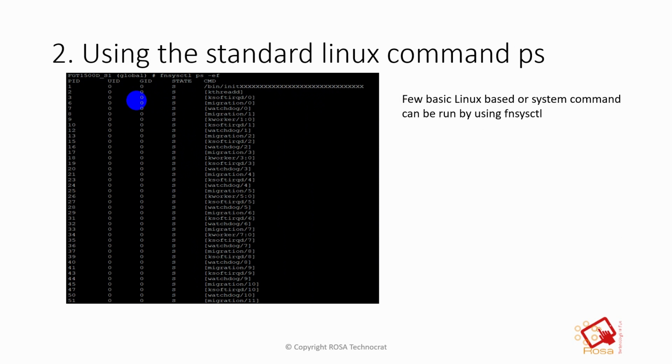Then the second method we can use is the standard Linux ps command. The Linux ps command can be used on any Linux system, and in the same way it can also be used on FortiGate. But as FortiGate has a custom OS known as FortiOS, the command to run this will be fn sysctl. Whenever you are running a Linux-based command on FortiOS, you can use fn sysctl in front of it, followed by the Linux command ps -ef. Here ps basically stands for process, and it lists all the processes that are running on the FortiGate. So this is the second method to get all the running processes on a FortiGate.